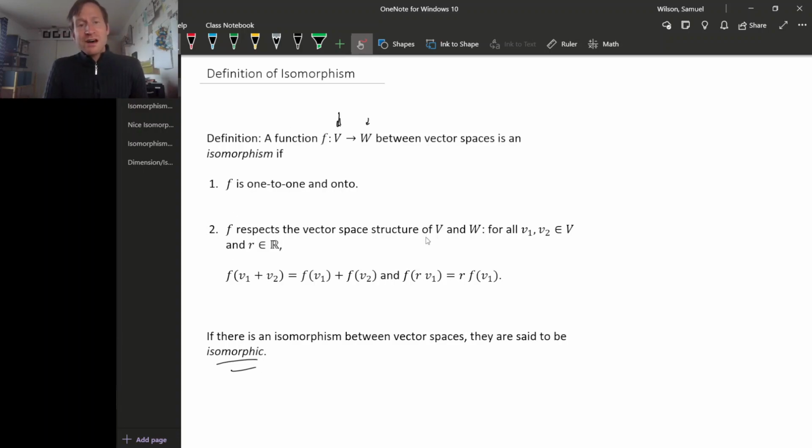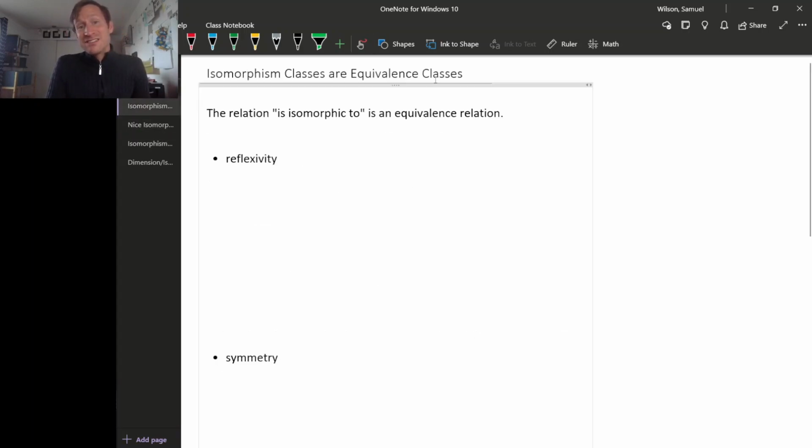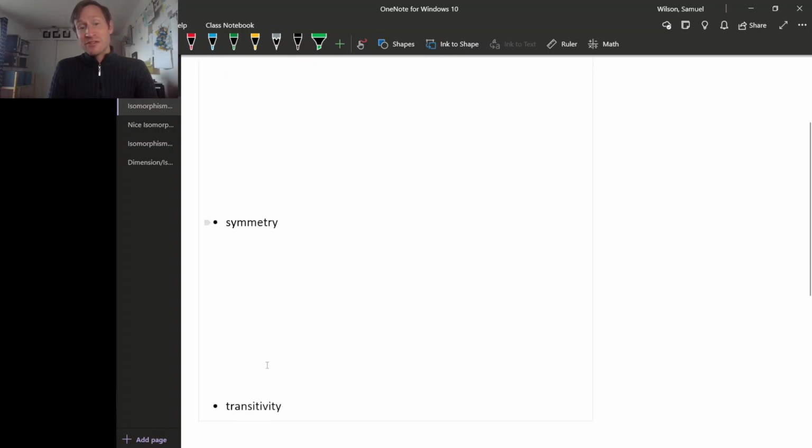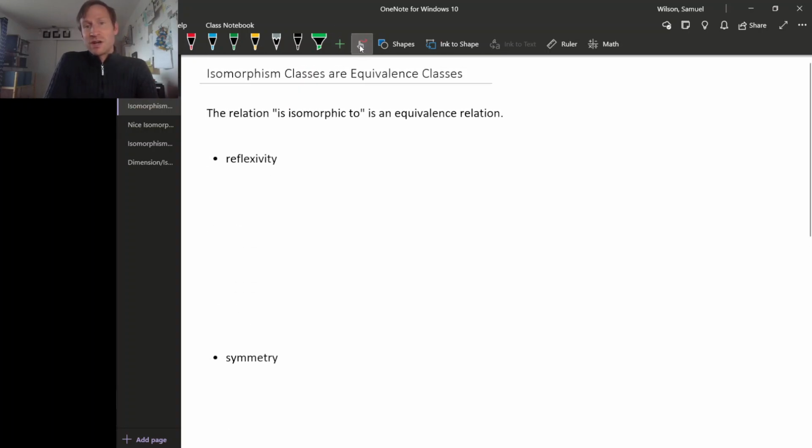But with this idea of isomorphism of vector spaces, this idea of isomorphism behaves very nicely. And what I mean by very nicely is actually that isomorphism classes, that is, collections of vector spaces that are all isomorphic to each other, actually form equivalence classes. So this relation of "is isomorphic to" is actually an equivalence relation. And remember, that means three things. That means the relationship should be reflexive, symmetric, and also transitive. So let's just check quickly why this relationship of "is isomorphic to" has each of these three properties.